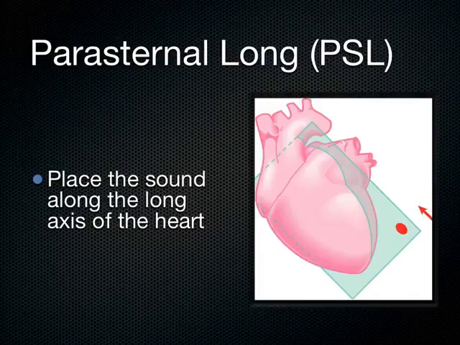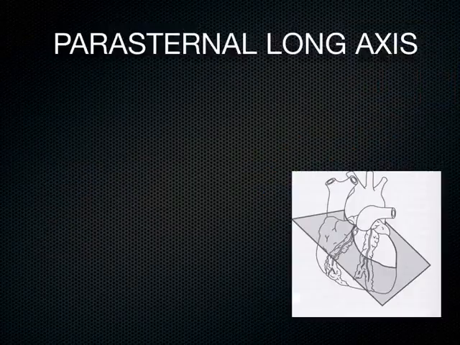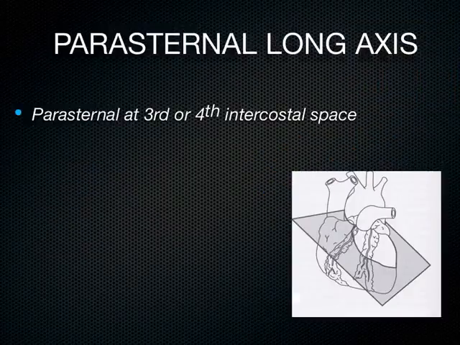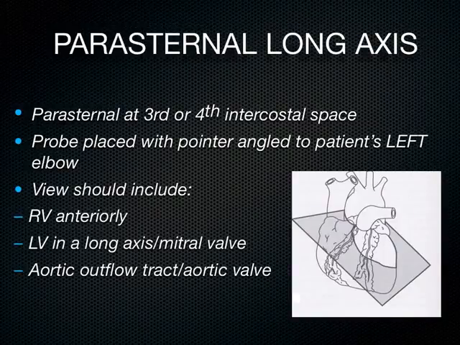Now, parasternal long, we're going to aim that indicator along the long axis of the heart with the indicator down towards the patient's elbow, and that gives us that long axis. It's at the third or fourth intercostal space, generally speaking. The indicator to the patient's left elbow, sometimes it's towards the patient's left hip. In that general vicinity, you're going to see a three-chambered view of the heart, the RV, the LV, and the LA.